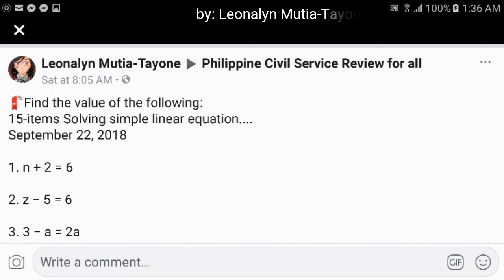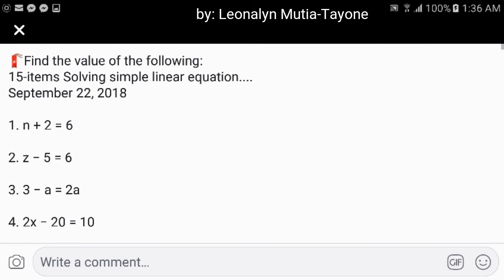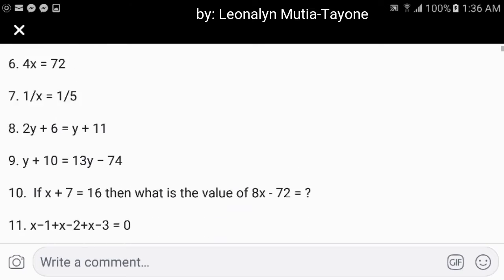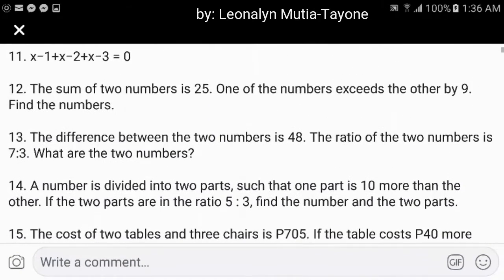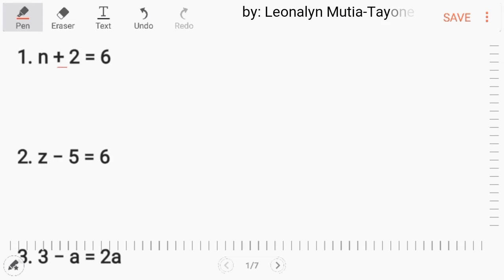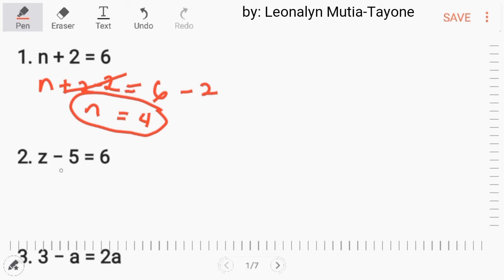Now let's find the value of the following 15 items solving simple linear equations. Number 1, n plus 2 equals 6. So this is n plus 2 equals 6. We have to deduct 2 to both sides para ma-isolate na si n dyan. And this is 6 minus 2 equals 4. So n equals 4. Let's double check.